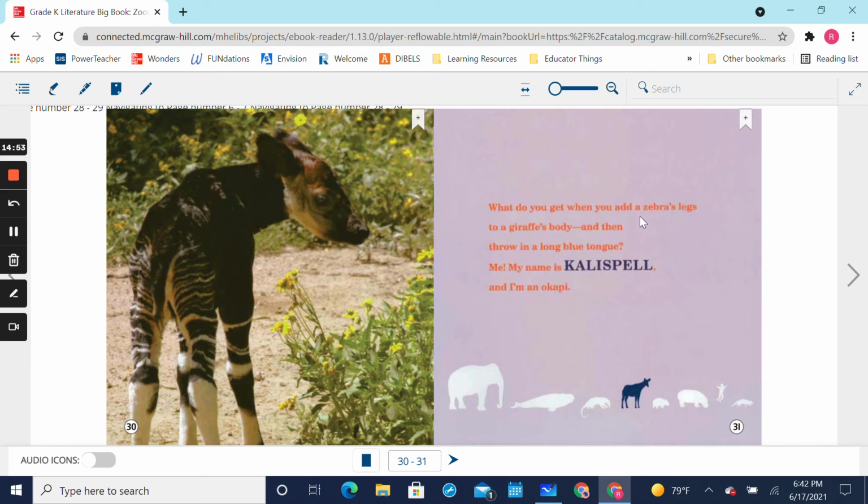What do you get when you add a zebra's legs to a giraffe's body and then throw in a long blue tongue? Me! My name is Kalispell, and I'm an okapi.